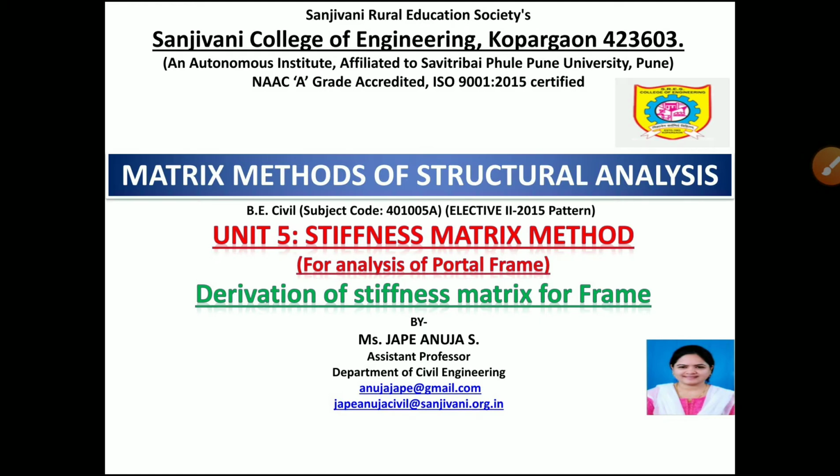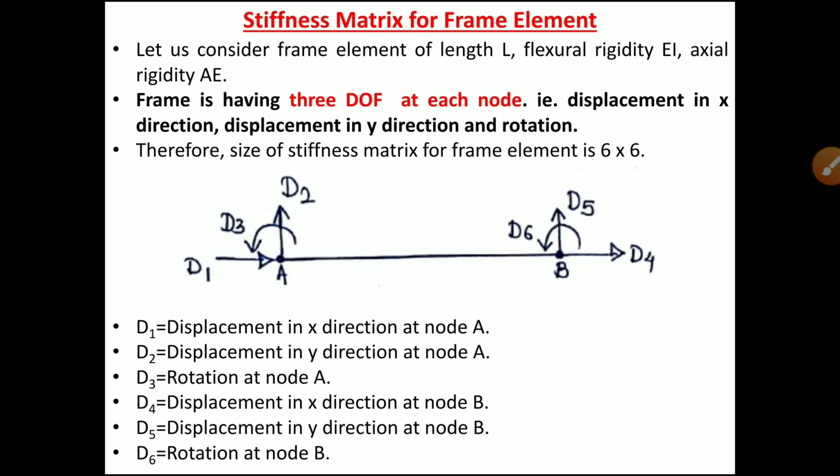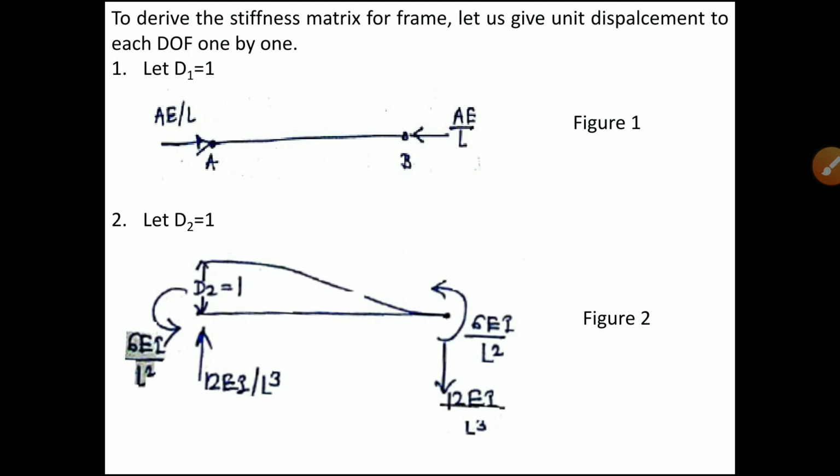In the previous video we started the derivation of the stiffness matrix for a frame and continued with these steps, considering the frame element, having 3 degrees of freedom per node. So a total of 6 degrees of freedom are there, and the size of the standard stiffness matrix is 6 by 6. That local stiffness matrix we derived through these steps.